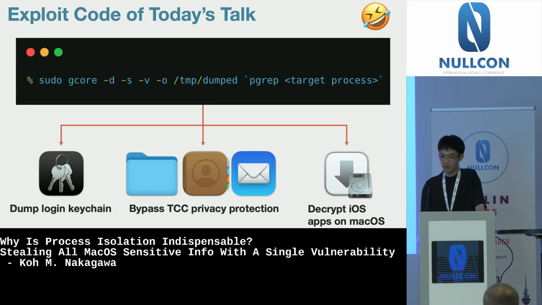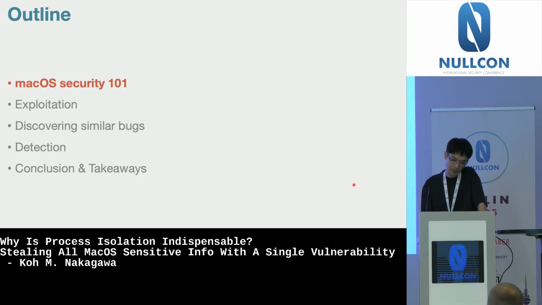Let's kick things off with the exploit code of today's talk. Yeah, that's it. Just a one-line proof of concept. But don't let its simplicity fool you. This exploit code is actually quite powerful. It allows you to dump the login keychain, bypass TCC privacy protection, and even decrypt iOS apps on macOS. So the real question is, why does this work and how? That's exactly what I'll be explaining today.